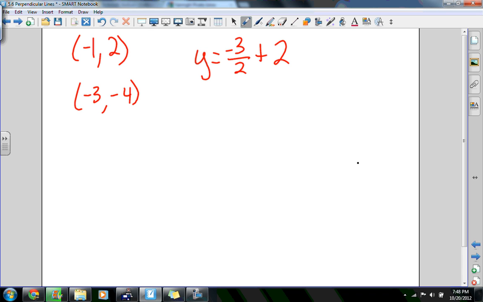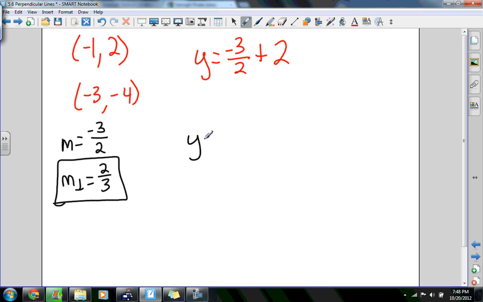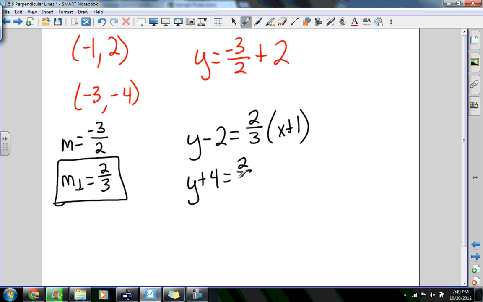Why don't you try one more? I'm not trying to make you go crazy. I genuinely think these things can be tricky. Alrighty, this one, our regular slope is negative 3 over 2. So our new slope has to be 2 over 3, and since this is negative, this will be positive. There's our slope. So we could get y minus 2 equals 2/3, parentheses, x plus 1, or y plus 4 equals 2/3, parentheses, x plus 3.